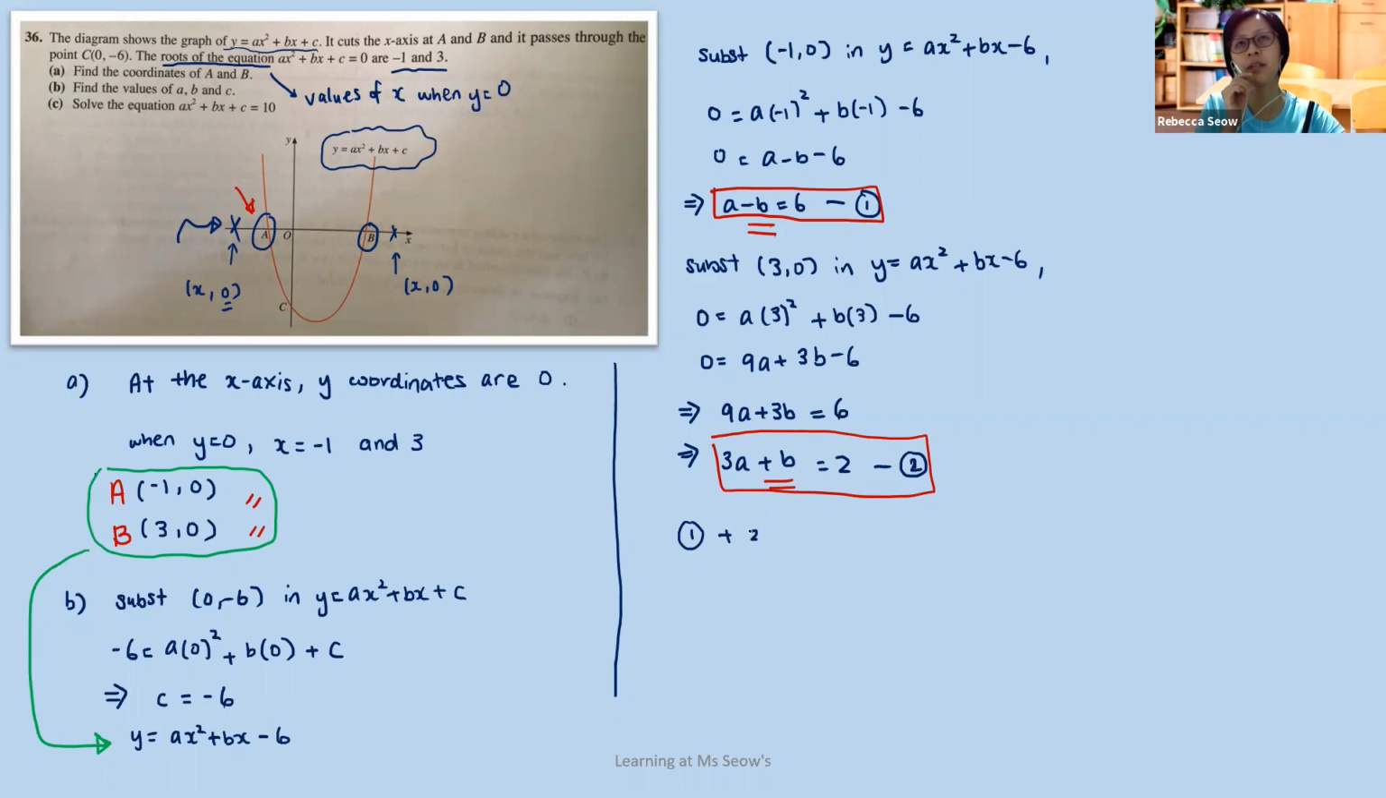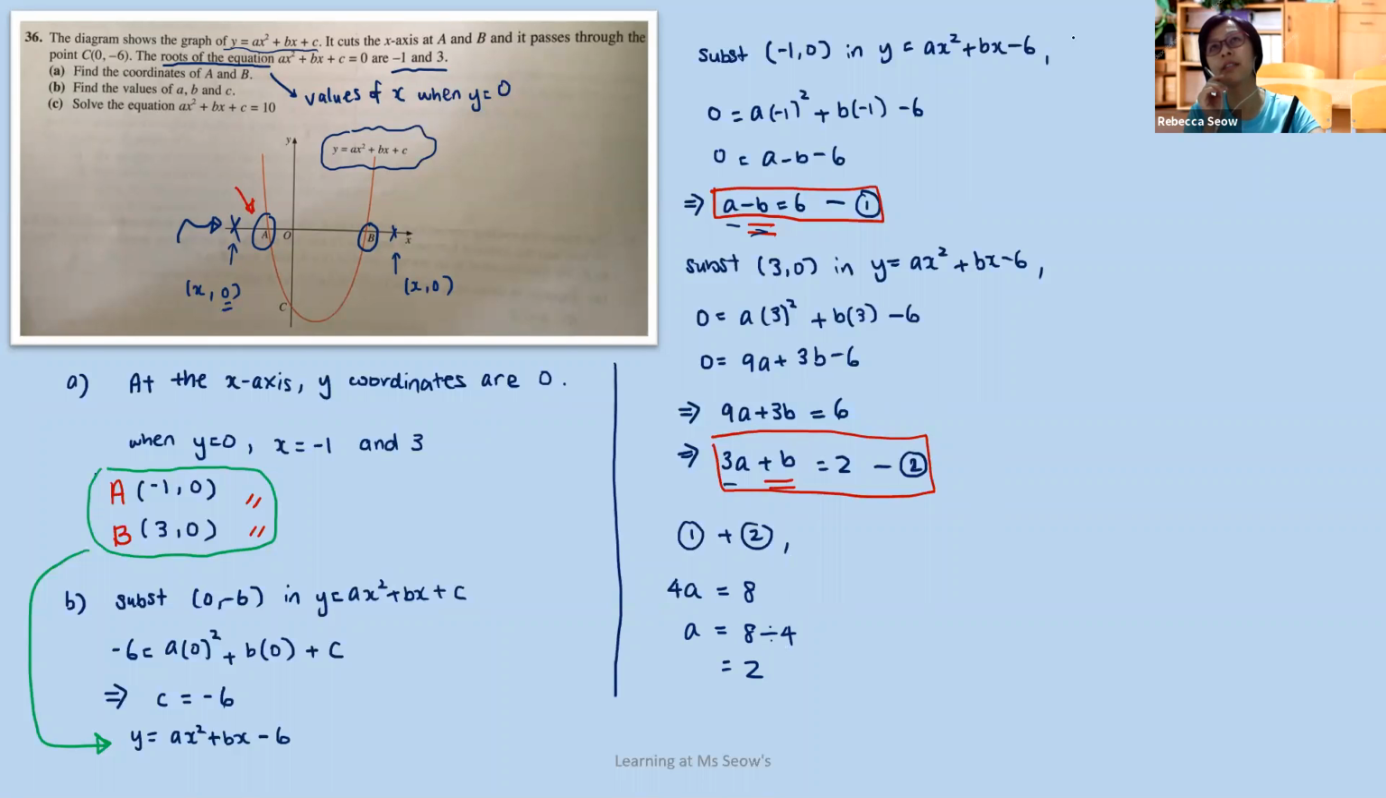So equation 1 plus equation 2, what happens is that we have a plus 3a, we get 4a. And then for the b term, minus b plus b, we get 0. And it's equals to 6 plus 2, which is 8. And from here, we could find that a is actually equals to 8 divided by 4, which is 2. So that's the value of a.